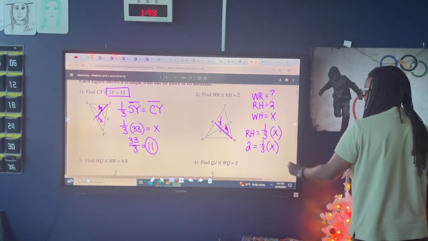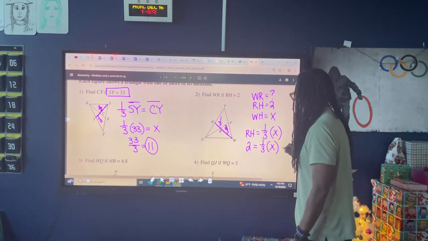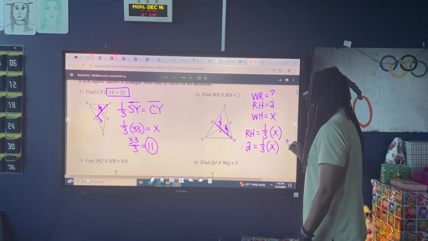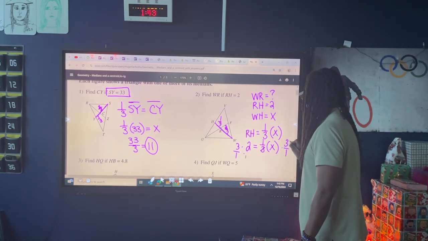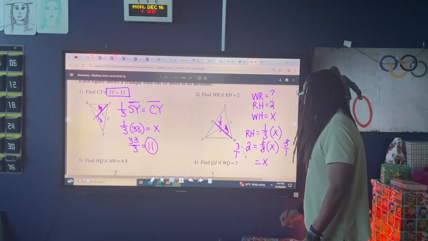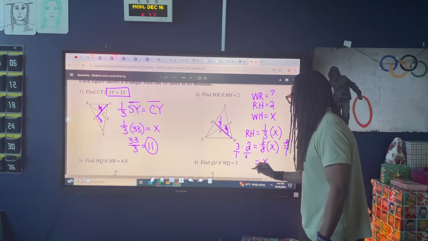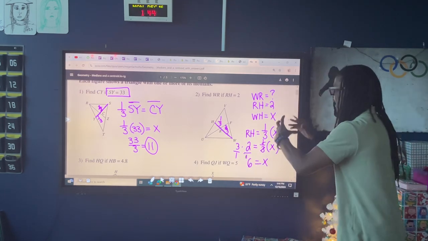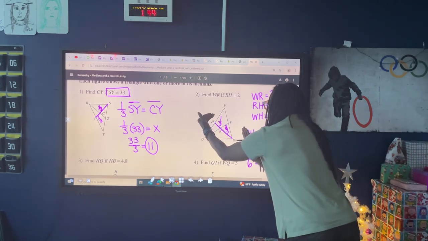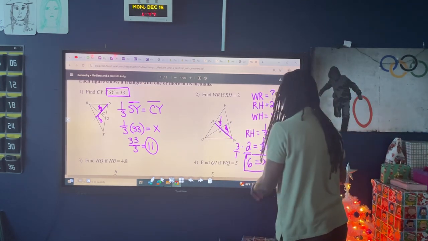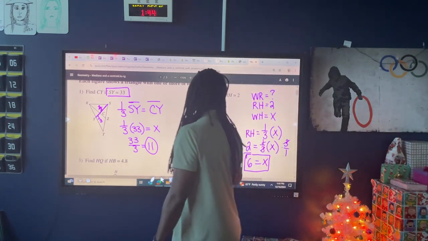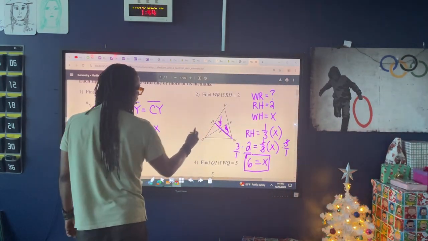So how do I solve this? The reciprocal will be 3 over 1 on both sides. That's going to make these cancel, so now we get the entire length. 6. So the entire segment is 6. So our X is equal to 6, but we're not looking for X. We need WR.